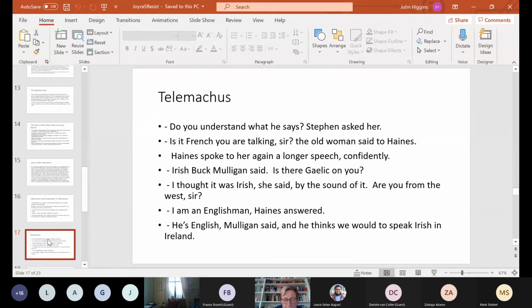"Is it French you are talking, sir?" The old woman said to Haynes. Haynes spoke to her again, a longer speech, confidently. "Irish," Buck Mulligan said. "Is there Gaelic on you?" Mulligan is asking the milkwoman, does she speak Gaelic? "Oh, I thought it was Irish," she said, "by the sound of it. Are you from the West, sir?" "I am an Englishman," Haynes answered. "He's English," Mulligan says, "and he thinks we should all speak Irish in Ireland."